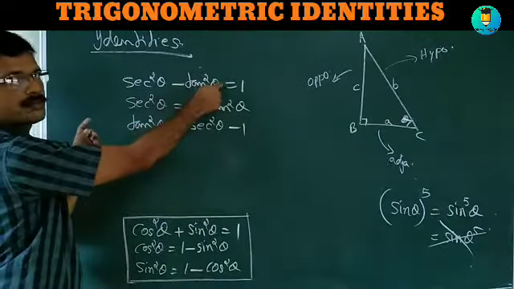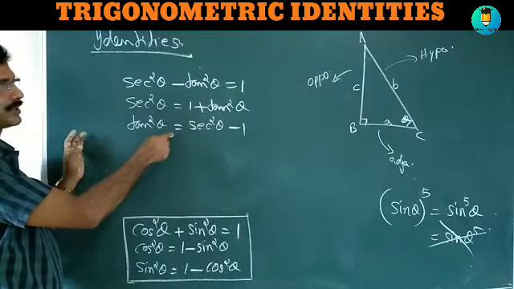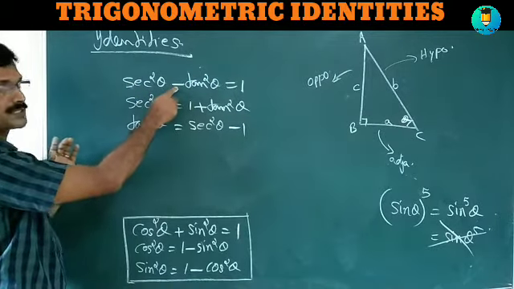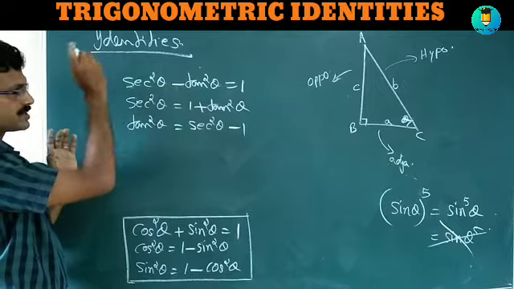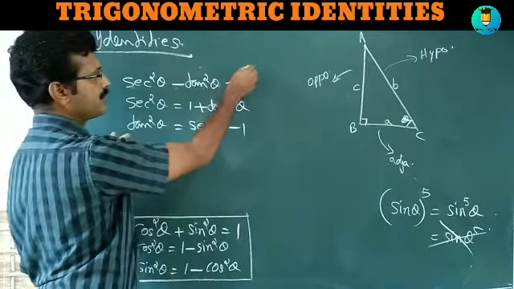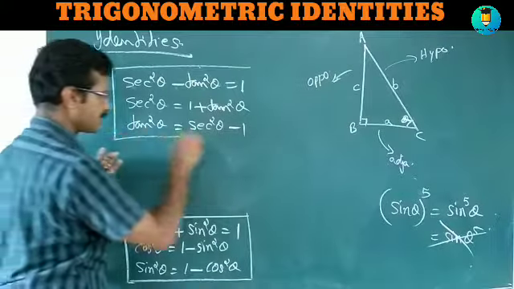So the first one, if you memorize, the other two things you can write automatically. Sec square minus tan square is equal to 1. It's not plus, it is minus. And it's also sec square first. Sec square minus tan square is equal to 1. So this is another set of identities.